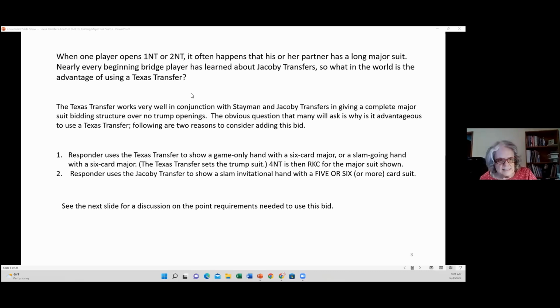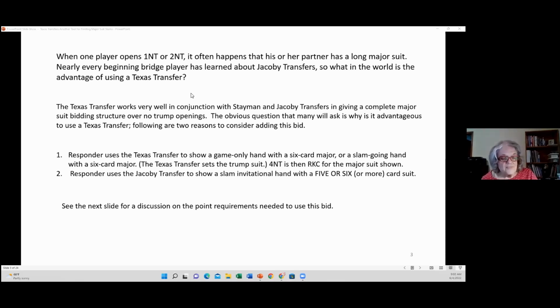It says, I have 6 of these, partner. I want to play in the 6-2 fit. I know that you have at least 2 cards in my suit. I know that you have 15 to 17 high card points, and I have enough that we can play game, and I know where it should be played. So about 95% of the time, a Texas transfer is going to be an indication that you're going to play in 4 of that major.